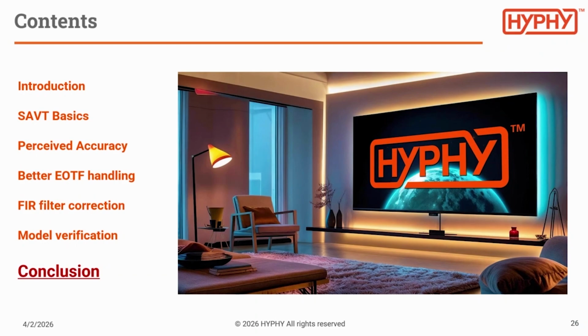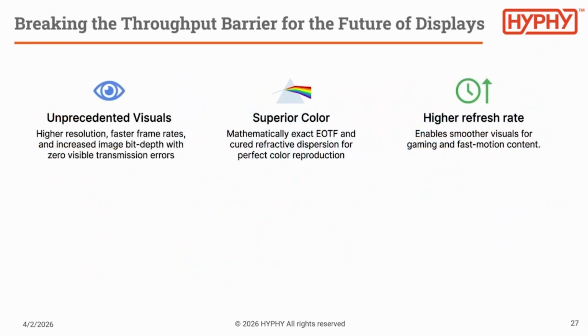So I'll add a not surprising conclusion maybe. SAVT delivers unprecedented visuals, as I said: higher resolution, because you can actually transfer more pixels, faster frame rates, you can do it faster, and increased image bit depth without any visible transmission errors. Color becomes a lot better because you can now accurately reproduce the color mapping that is required for a high performance, high resolution display.